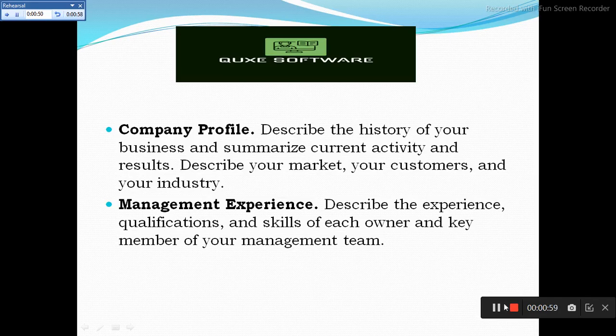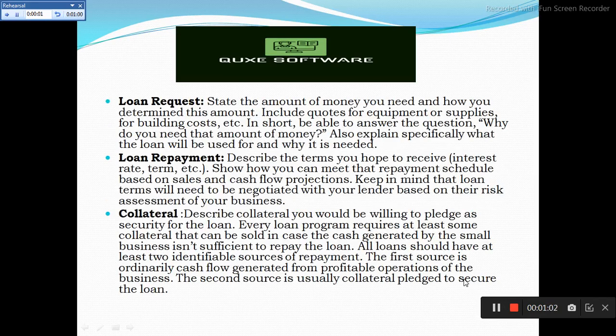Loan request. State the amount of total money needed and the purpose for which the money is needed. It could either be for the purchase of fixed assets, or for the purpose of working capital. It will help to determine the nature of the loan. If it's for fixed assets, then a long-term loan could be given, and if it's for working capital, then a short-term loan is given by the bank.